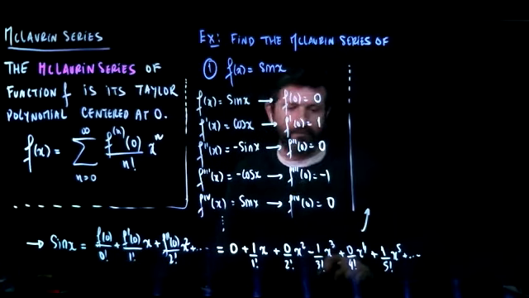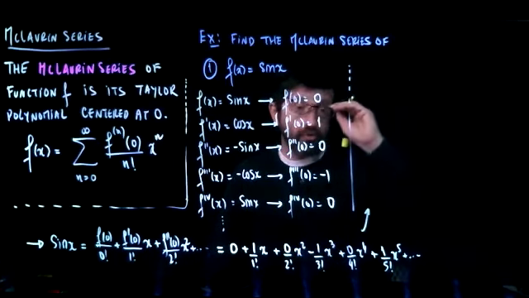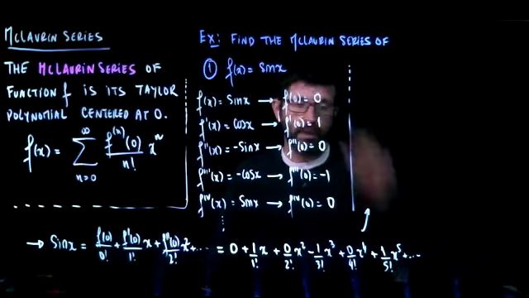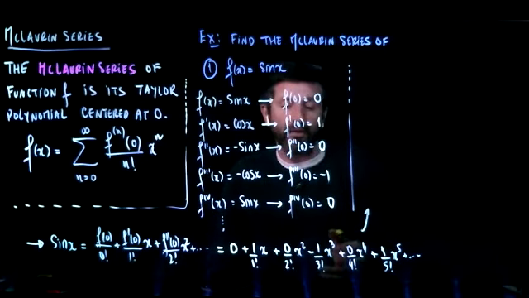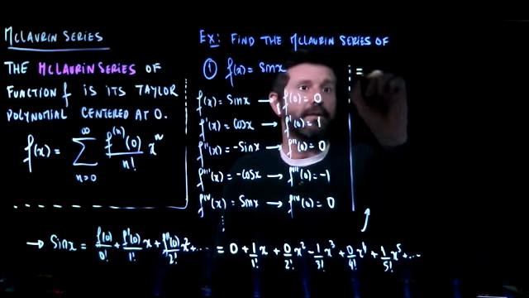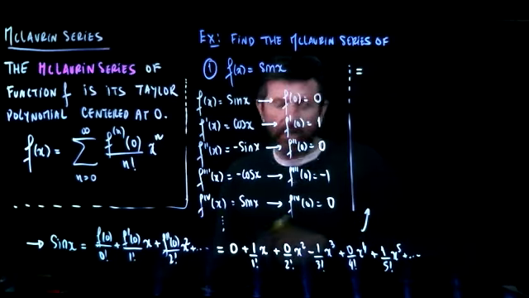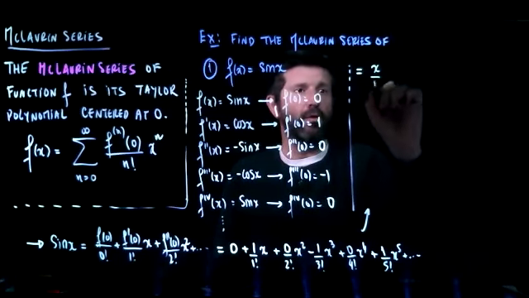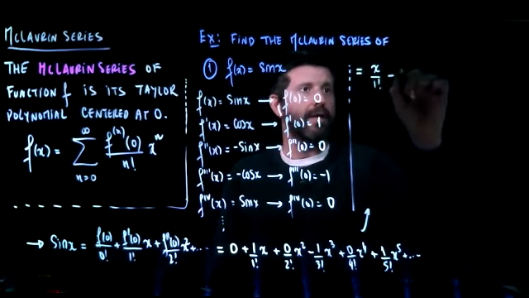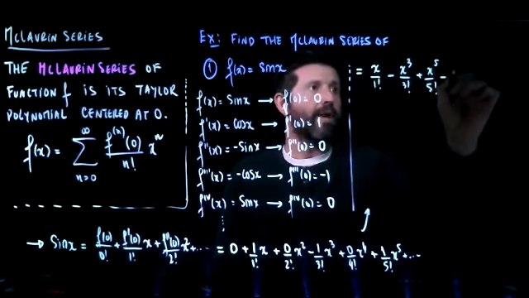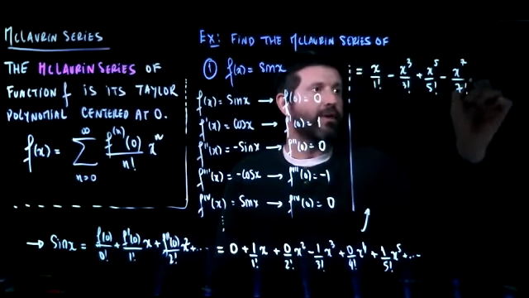Sir, how many terms are we going to do? So you're going to continue until you recognize a pattern. Okay. I think I recognize the pattern here because these zeros cancel. So all the even terms will cancel, it seems. So I have x over 1 factorial minus x cubed over 3 factorial, then plus x to the 5th over 5 factorial, then minus x to the 7th over 7 factorial, plus and so on.